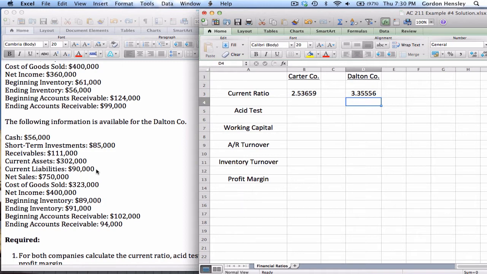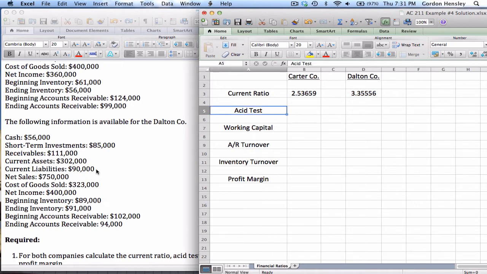Now, the way I would interpret this, on current ratio, we want to see an answer of at least 1. And the higher the answer is, the better. If I round to the penny, this tells me that for the Carter Company, for every dollar they owe in the next year, they have potentially $2.54 to cover it, whereas the Dalton Company has about $3.36 to cover it. So really, they're both in pretty good shape, but we would give a definite edge to Dalton. They have a higher current ratio.